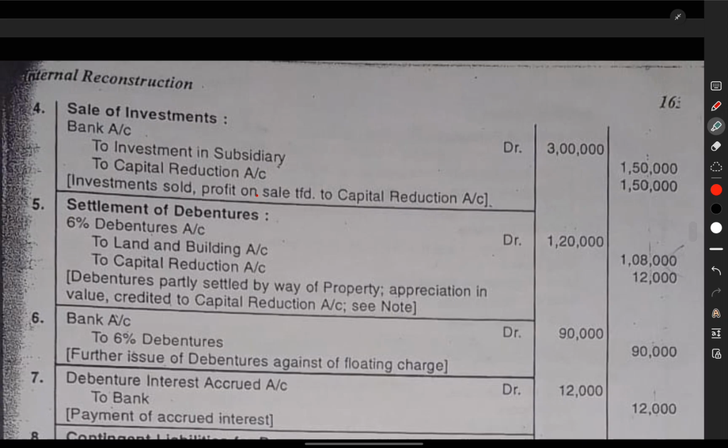Debit what comes in. So we have to give debit to bank, which is 3 lakhs, and our investment amount is 1,50,000. So investment goes out. So 1,50,000 will be credited, and the remaining balance goes to capital reduction account. Our narration will be: being investment sold, profit on sale transferred to capital reduction account.